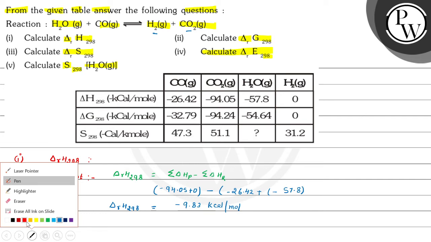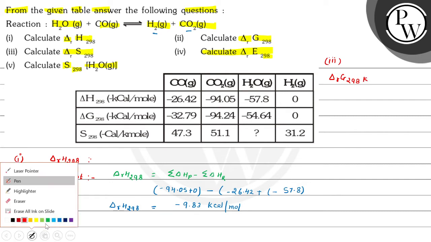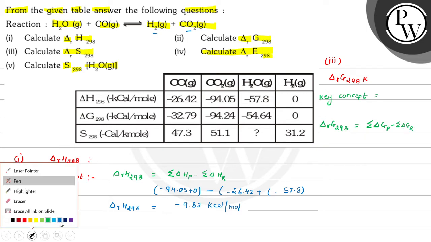Now we have to calculate for the second one. Secondly, we have to calculate the change in Gibbs free energy of reaction at 298 Kelvin. So we can write the key concept: change in Gibbs free energy at 298 Kelvin equals summation of del G at product side minus summation of del G at reactant side. Now the values are given in this question.